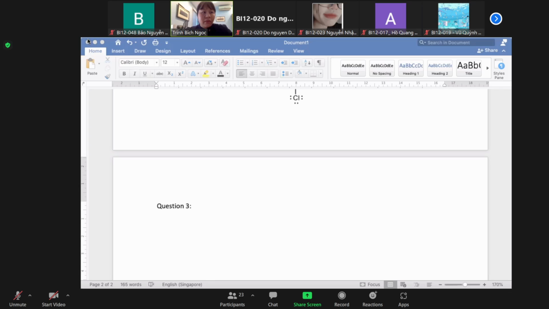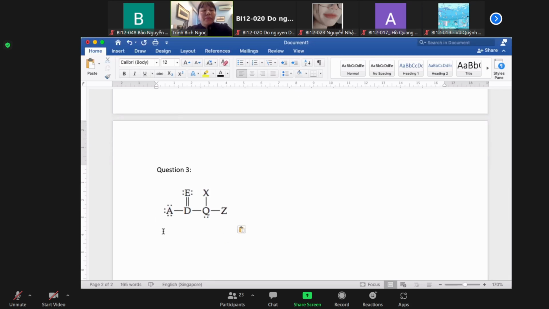They give you this Lewis structure, and then they said that all elements are in the first 2 rows of the periodic table.